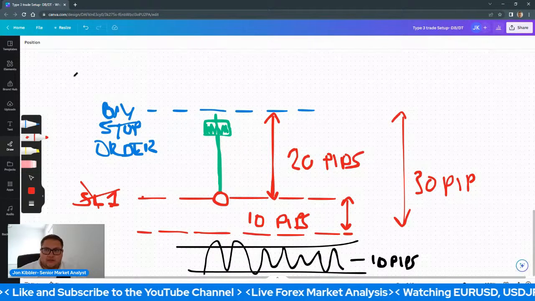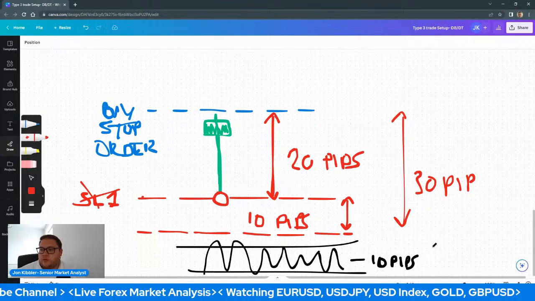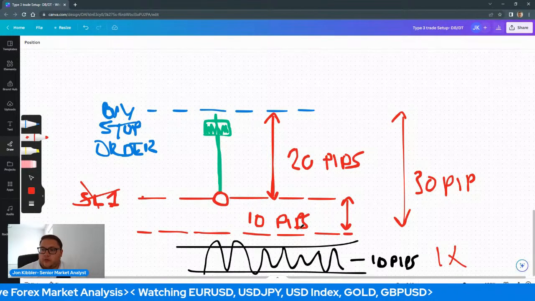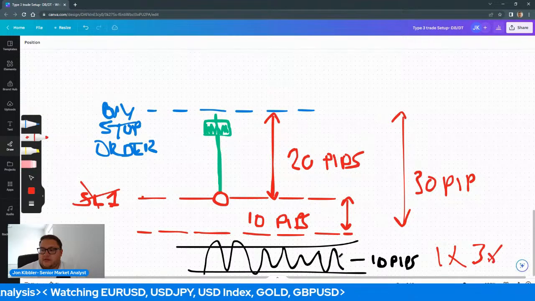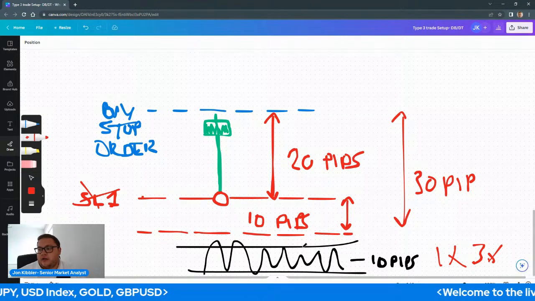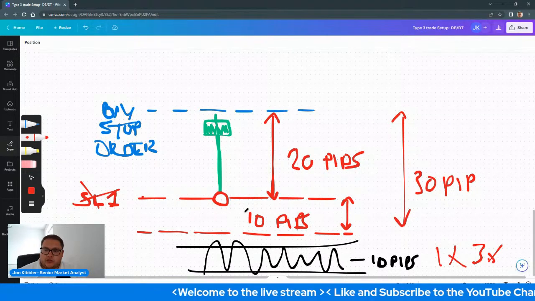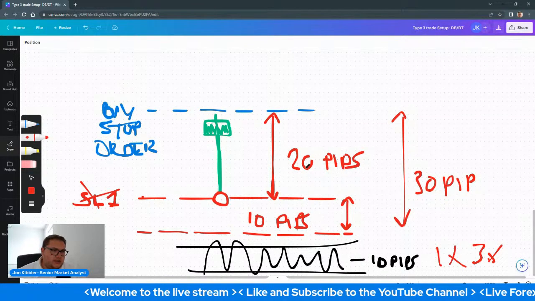Now there's options out there. You can use 1 times ATR, you could use 3 times ATR, and if you want to be super extreme, I just use 1. But I always add it to my stop losses, depending on what strategy I'm looking to use.